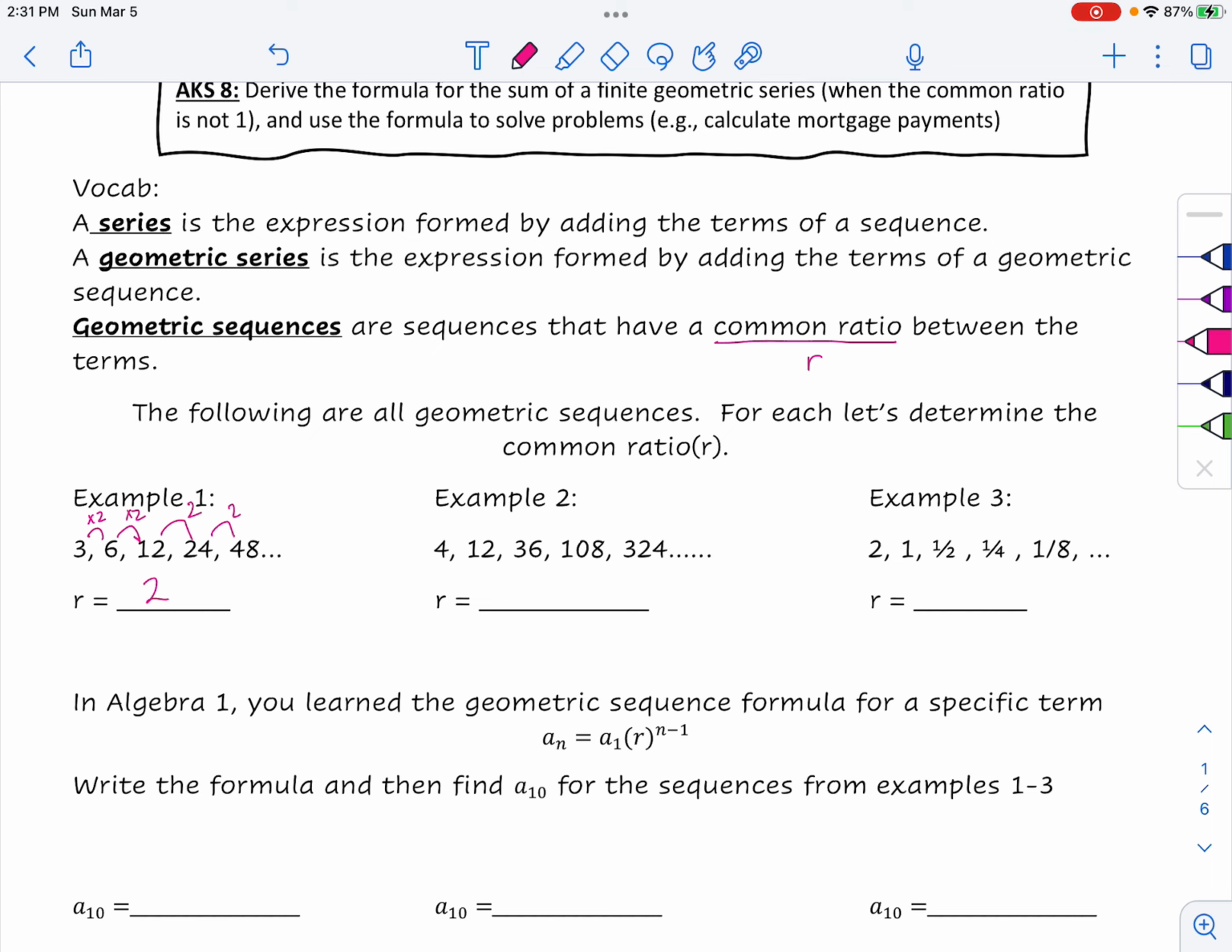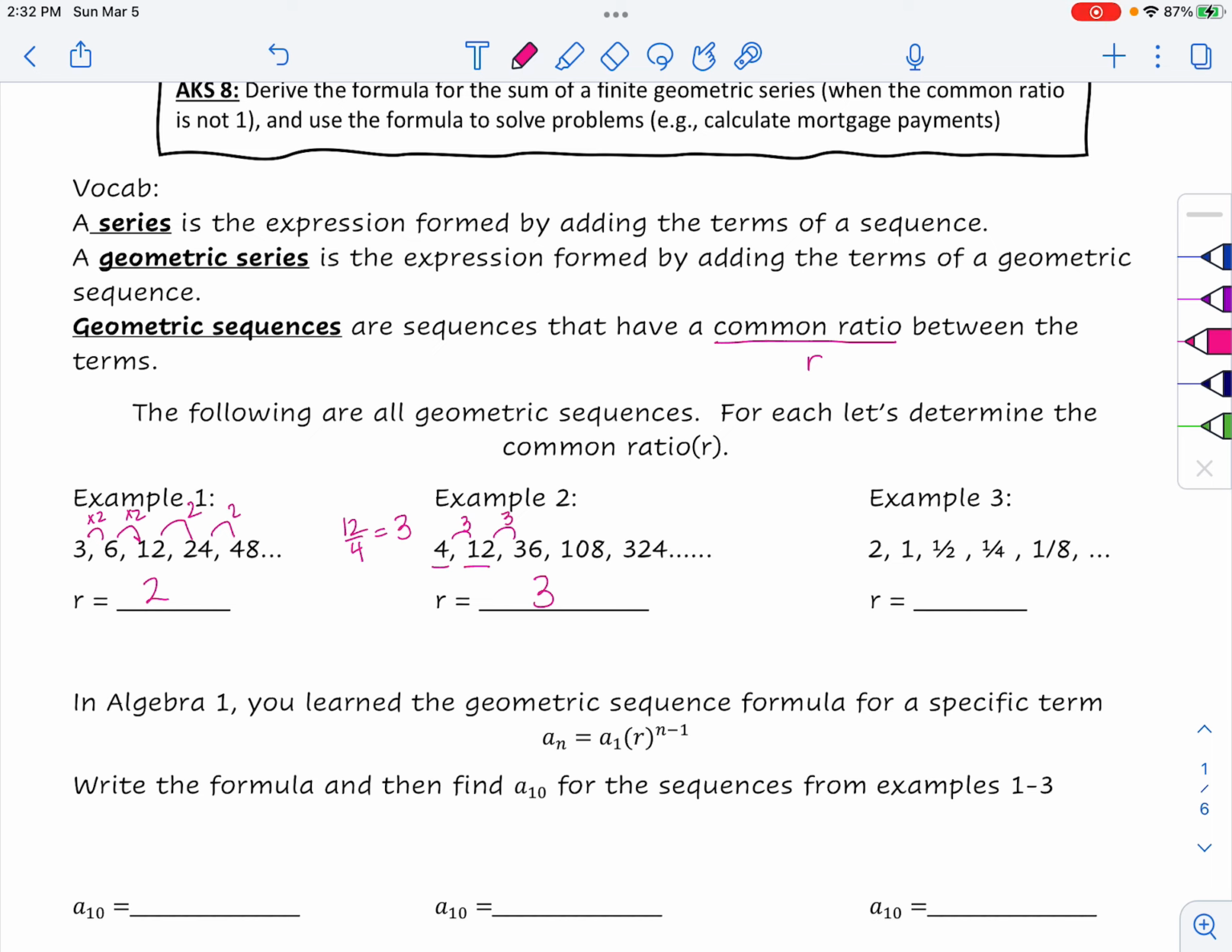Now, sometimes it's a little bit harder to just think about it. So we can use math to find the common ratio as well. So for example 2, I've got 4, 12, 36, 108, and 324. Another way to do this is by taking two consecutive terms and dividing the second term by the first term. So 12 divided by 4 equals 3. And so the common ratio is 3. Now you can always check just to make sure. 4 times 3 is 12. 12 times 3 is 36, and so on and so on. So the ratio is 3.